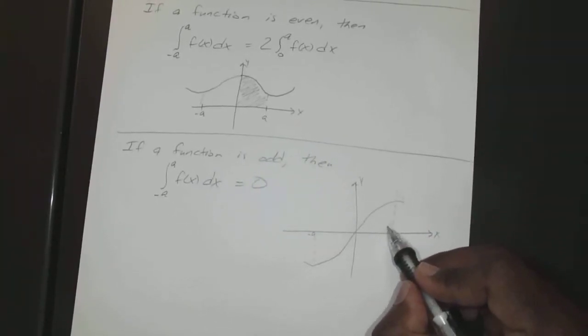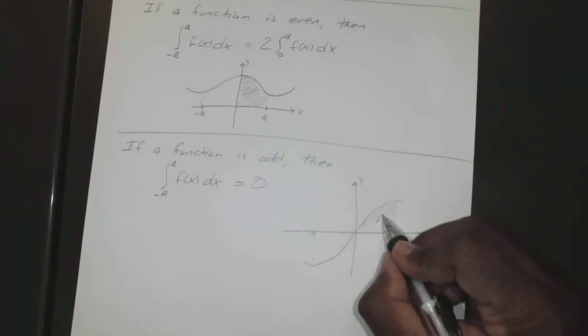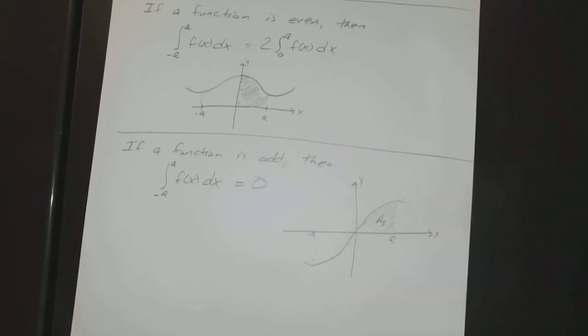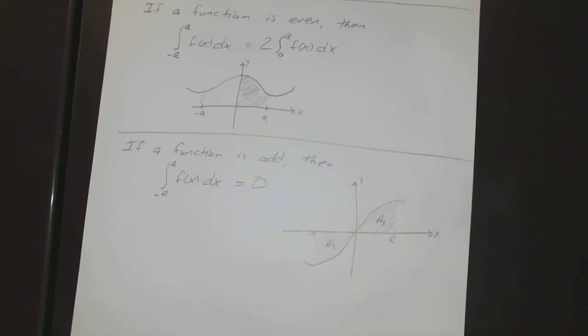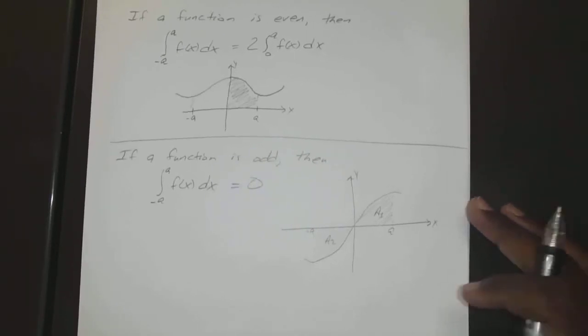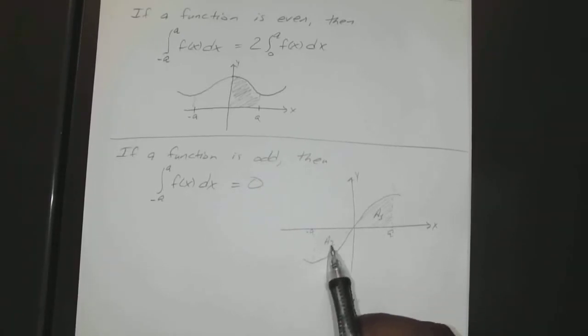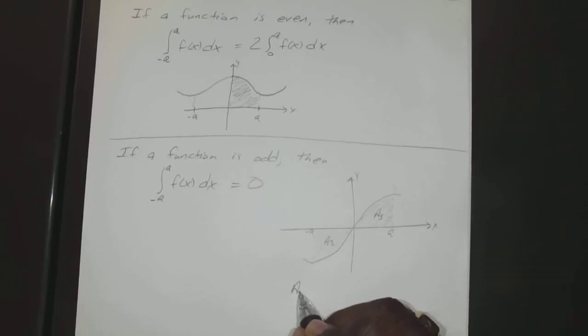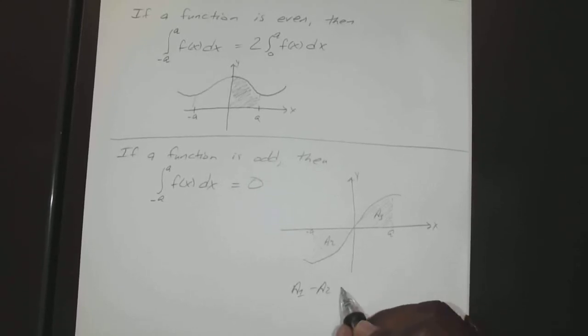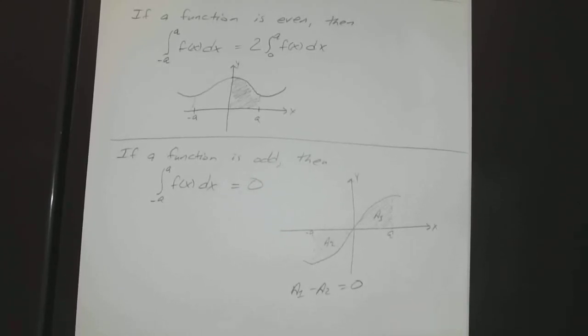Okay, so if we figured out this area, we can call that our A1. And this area, we'll call that our A2. Now remember, both the areas are really the same. But for the area below the x-axis, remember, that's subtracted from what's above the x-axis. So A1 minus A2 is going to equal 0.